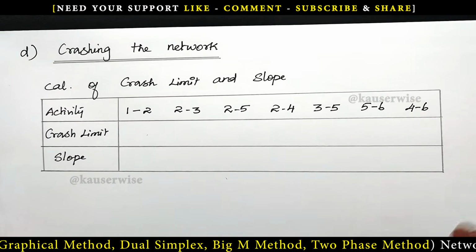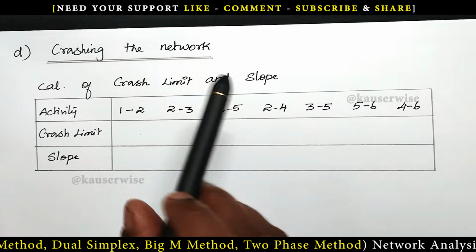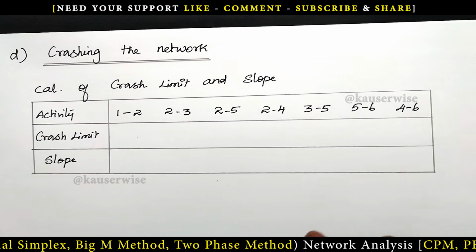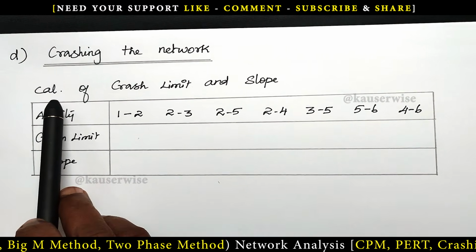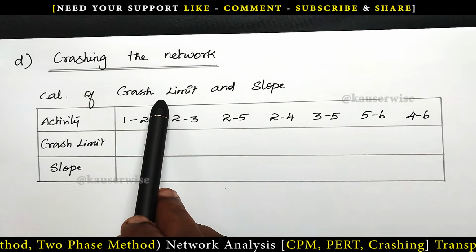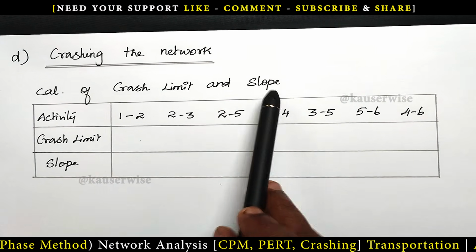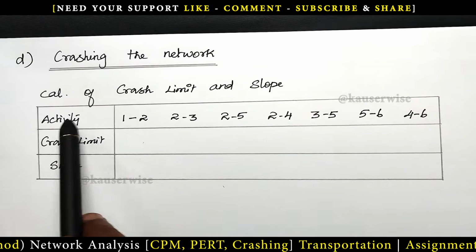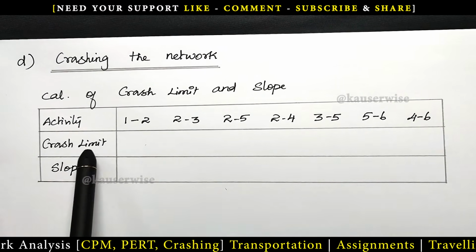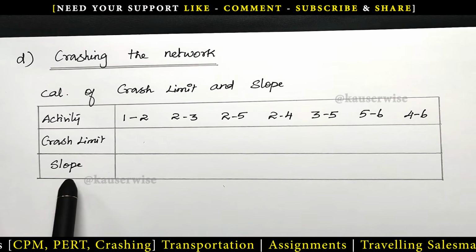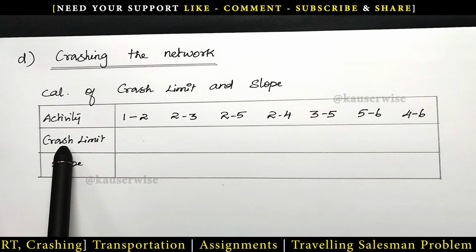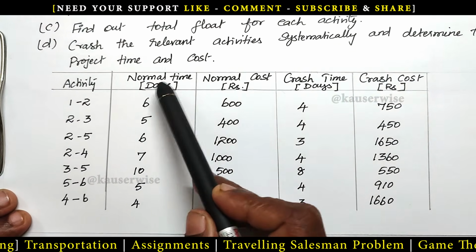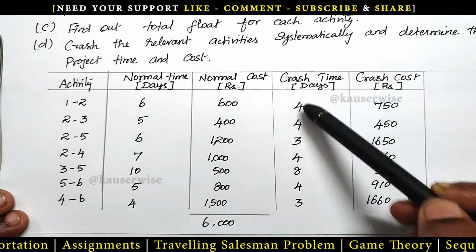Now we'll move on to crashing the network. For that we have to follow a few important steps. The first step is calculation of crash limit and slope. Here we have the activities which are given in the problem. Next we are going to calculate crash limit and slope. For crash limit, see the problem. Here we have normal duration and crash duration.